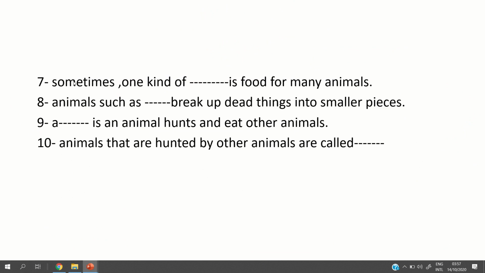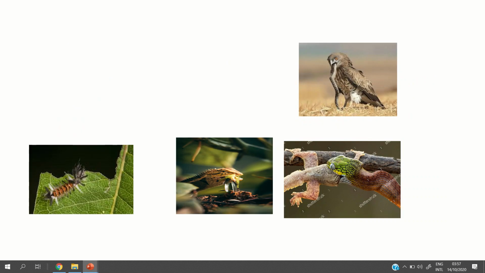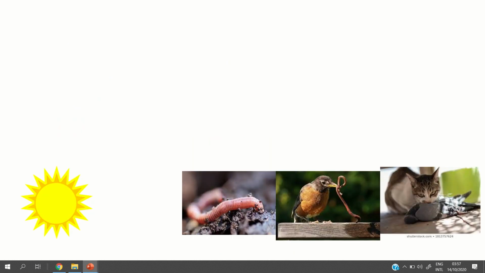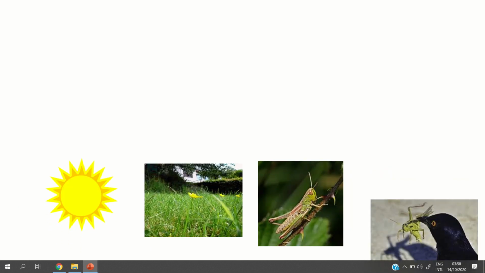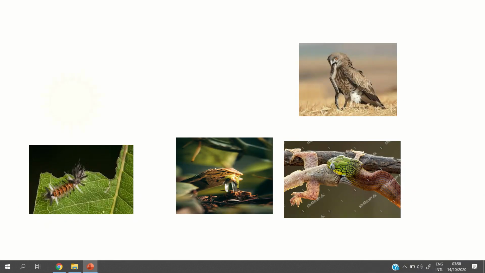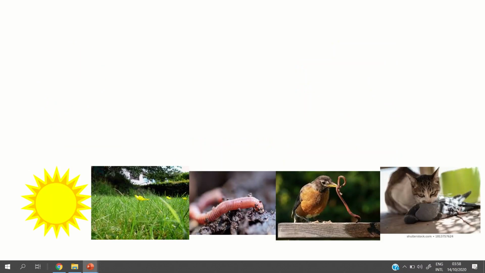Question number 7. Sometimes one kind of animal is food for many animals. One kind of what? One kind of animals. Super great, too. One kind of animal is food for many animals. Look here. Look at this picture. Who can eat this bird? The cat. Super. The cat can eat this bird.